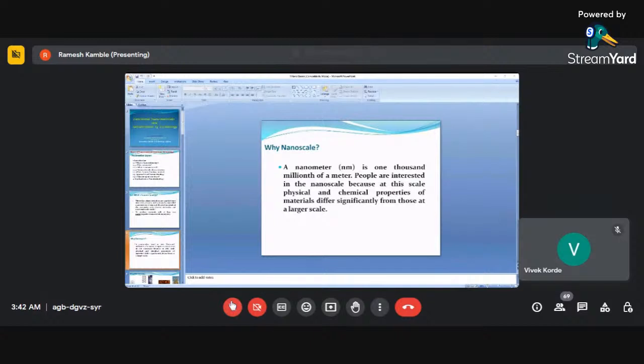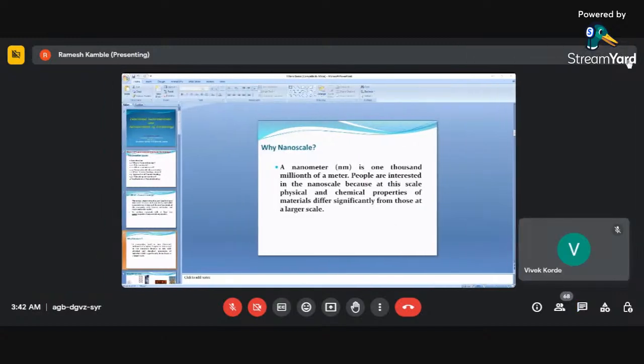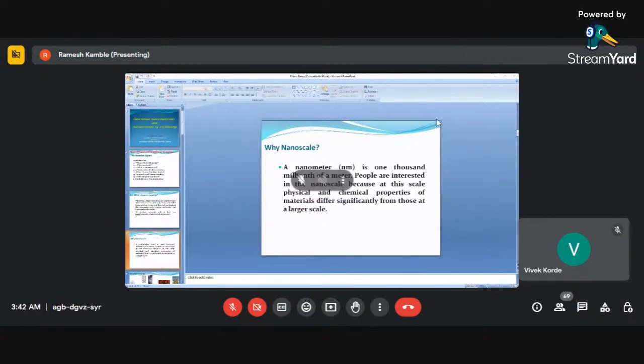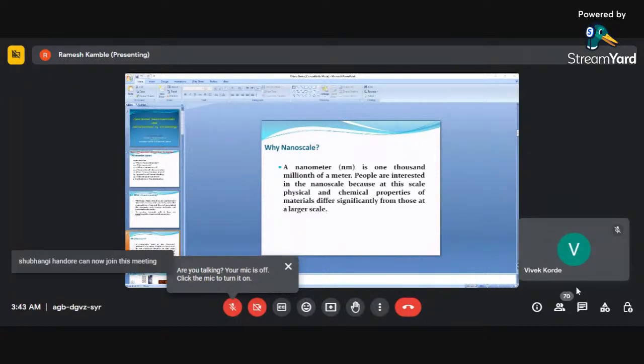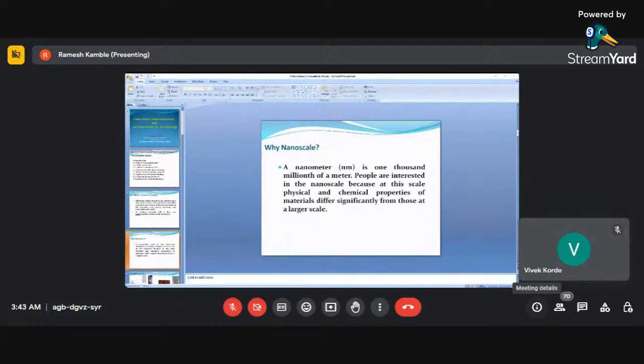Okay. Then we'll continue with why nanoscale is required. Now many people are familiar with the nano size properties of materials. A nanometer is 1,000 millionth of a meter, and people are interested in the nanoscale because at this scale, physical and chemical properties of materials differ very significantly from those at a larger scale. Also, depending on the type of material, whether magnetic, ferroelectric, or conducting, their properties may be affected significantly. Sometimes the properties of some materials may degrade also. That can be manipulated by converting that material into nanoscale.